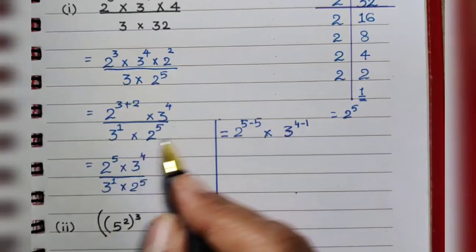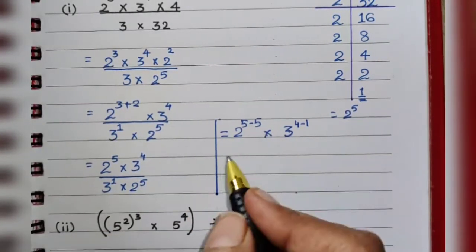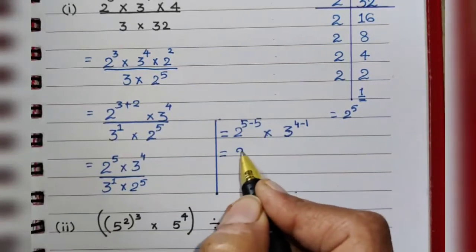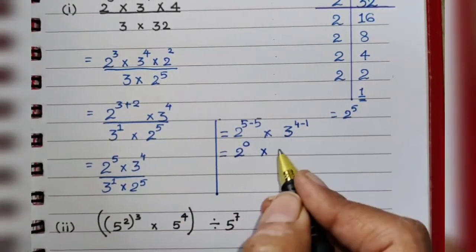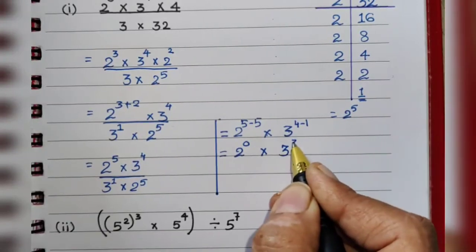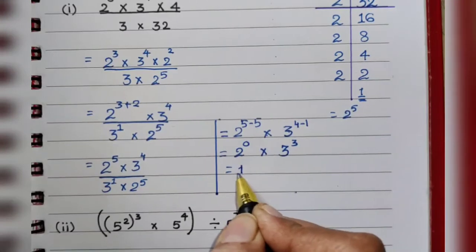Always the numerator's power you have to write first and the denominator's power you have to write afterwards. 5 minus 5 is 0. And 4 minus 1 is 3. Now, any number to the power 0 is nothing but 1.